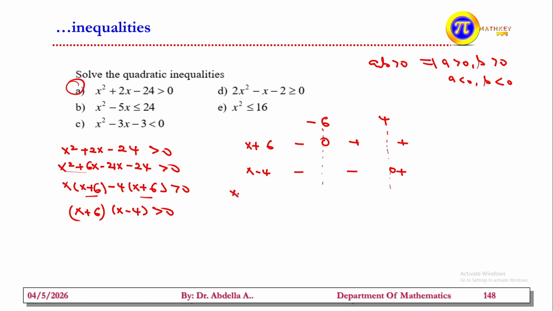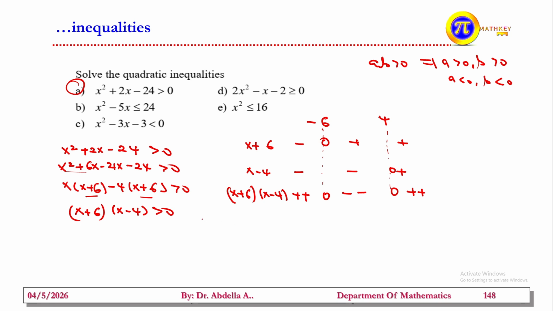Then finally take their product. This means x plus 6 times x minus 4 takes the product of the sign here. Negative times negative, it is positive. 0 times negative is 0. Here is positive, here is negative. Negative times positive, it is negative. Positive times 0 is 0. At the right side of 4, both are positive, so positive times positive, it is positive.